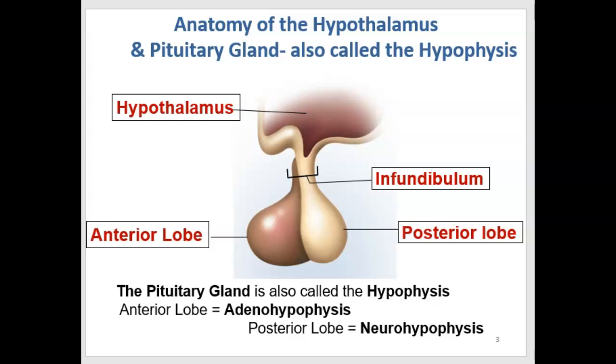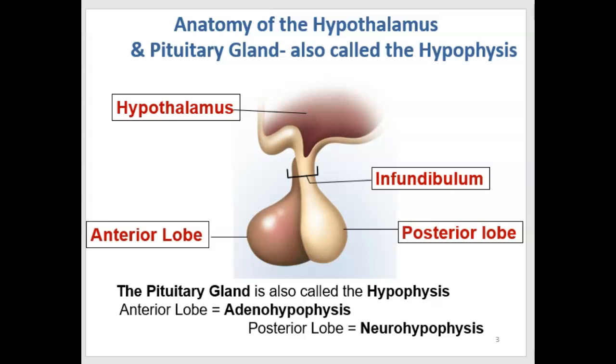So the two parts of the pituitary gland are the anterior lobe and the posterior lobe. Sometimes the anterior lobe is called the adenohypophysis. I'll just use anterior lobe. Probably just say anterior pituitary. Most people do. And the posterior lobe is sometimes called the neurohypophysis. Again, I'll just say posterior pituitary.